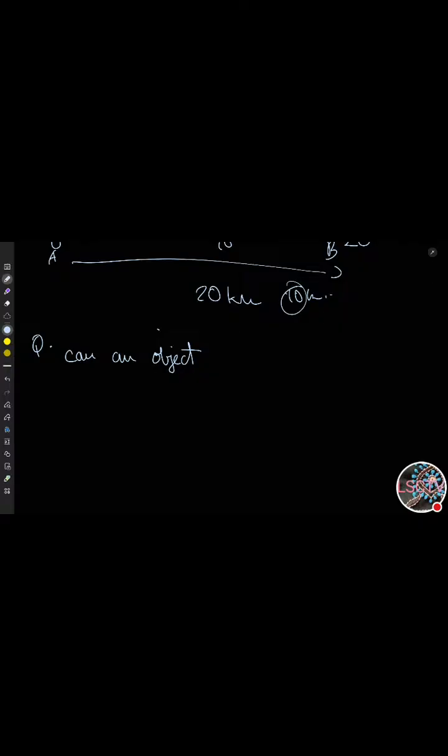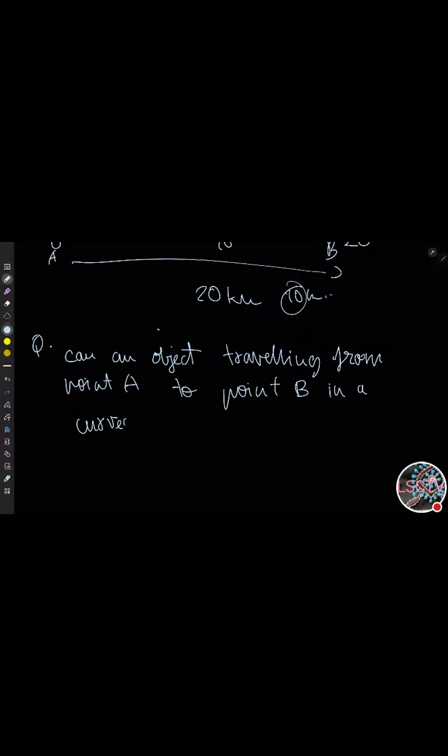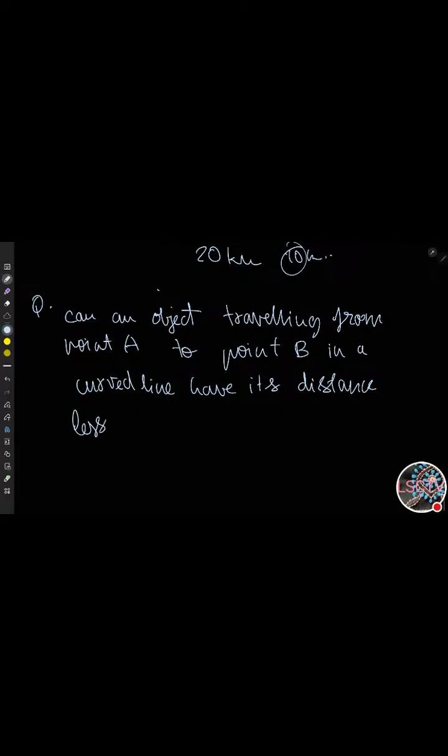Okay, the question is, can an object traveling from point A to point B in a curved line have its distance less than its displacement?